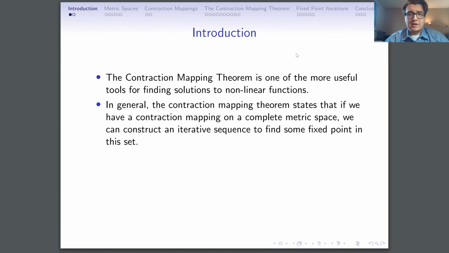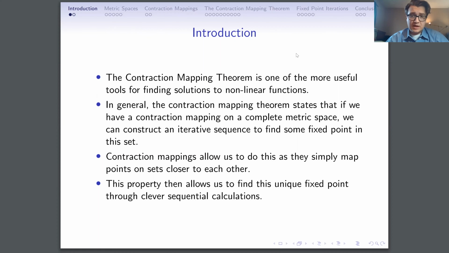So the contraction mapping theorem is one of the more useful tools that we have for finding some not so easy to find solutions to nonlinear functions. And in general, the theorem just states that if you have a contraction mapping on a complete metric space, you can construct a sequence of iterates in order to find some fixed point in this set. And depending on how you define your sequence on your function, you can use this to find any sort of a point in your set that you want.